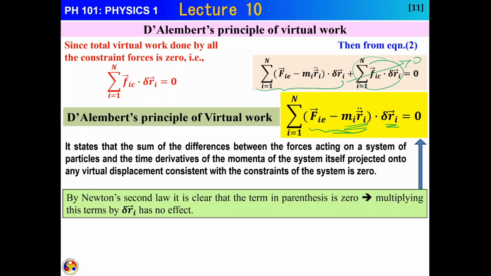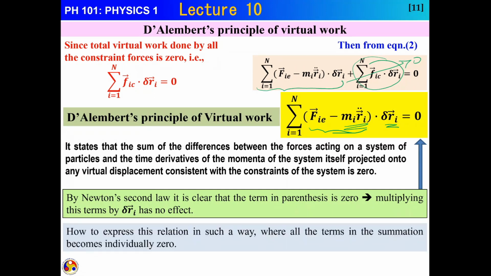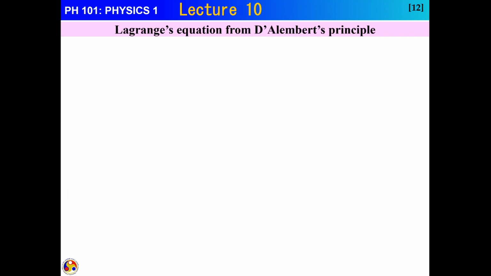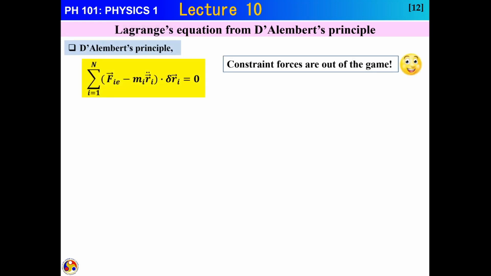Now the question is, in such a case, how to express the relation in such a way that all the terms in this summation become individually 0. If you want to do so, we need to convert this relationship in terms of generalized coordinates. Now we will get one more generalized term. Let's look at how to transfer this so that we can understand this concept very clearly. So what we have is this equation in this form.